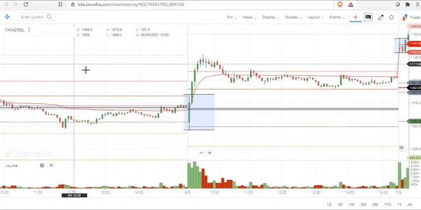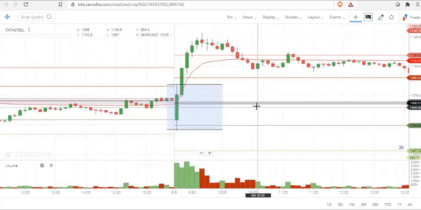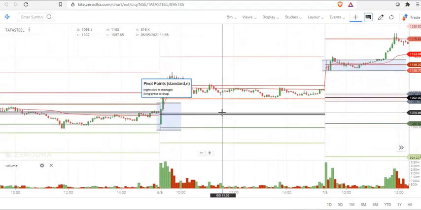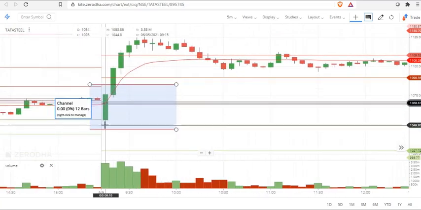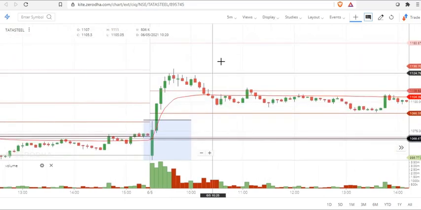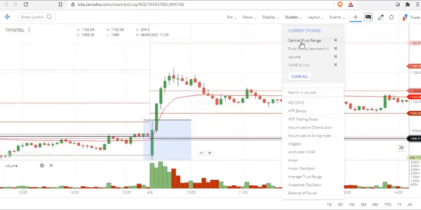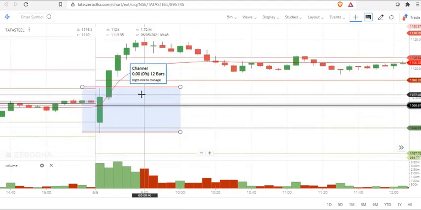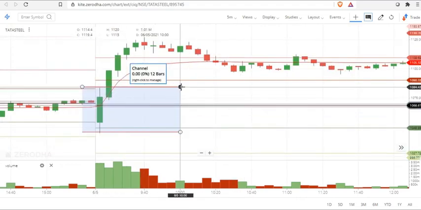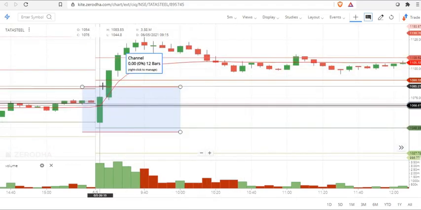This is Tata Steel on 6:15. Tata Steel has been moving fantastically over the last few days. I'm using the first 5-minute candle range. Here I'm using the central pivot range, pivot standards, volume and VWAP. There is good volume here. I will draw the 5-minute candle.